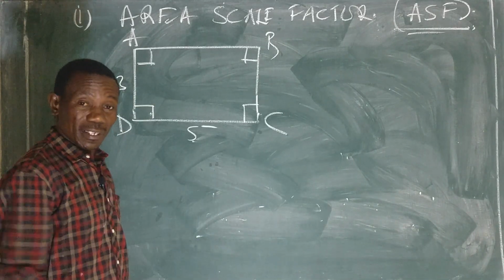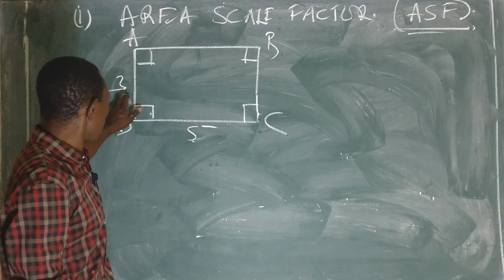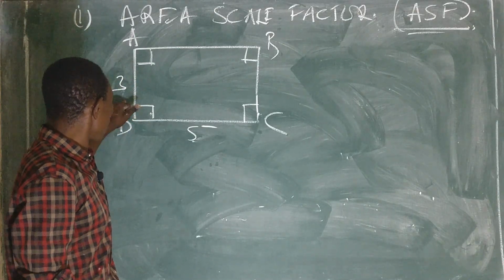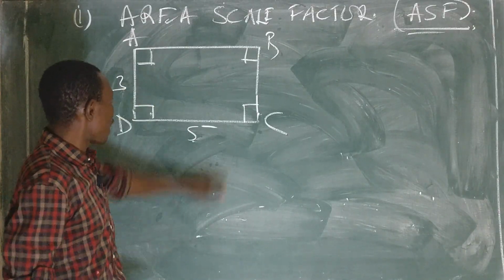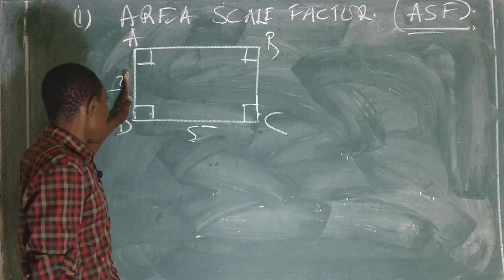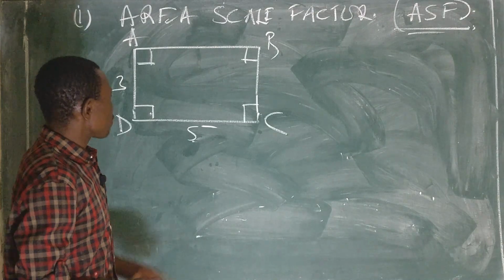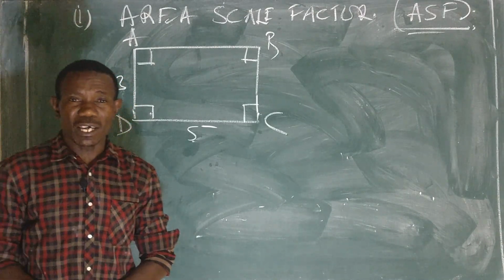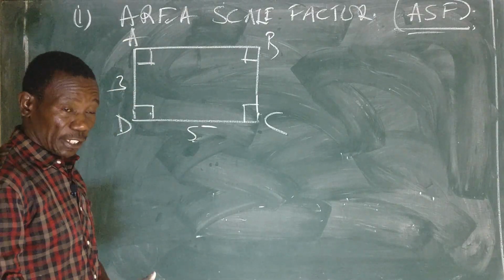You can decide. You can have 10 as the length, maybe 15, or maybe a 7 as the width, something like that. So in my case, I'm having a rectangle ABCD with width 3 centimeters and length 5. Let us now try to produce a figure that is similar to rectangle ABCD.